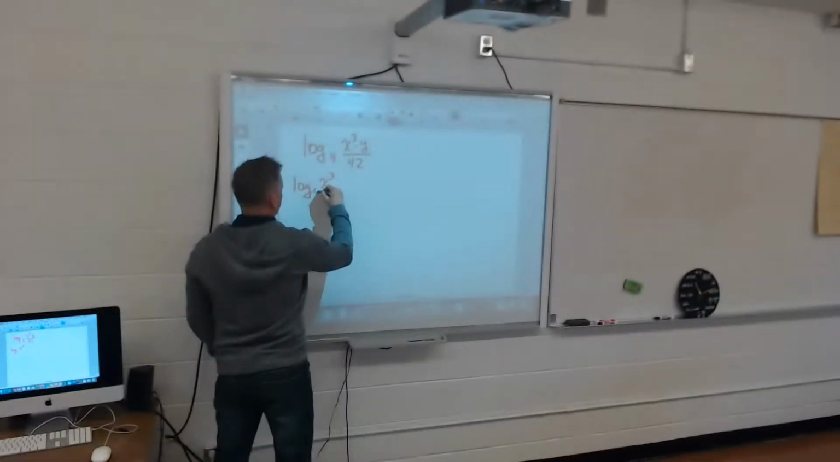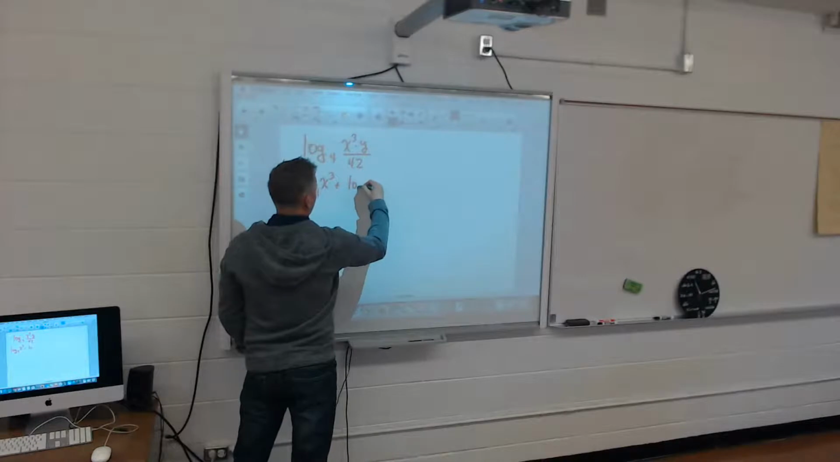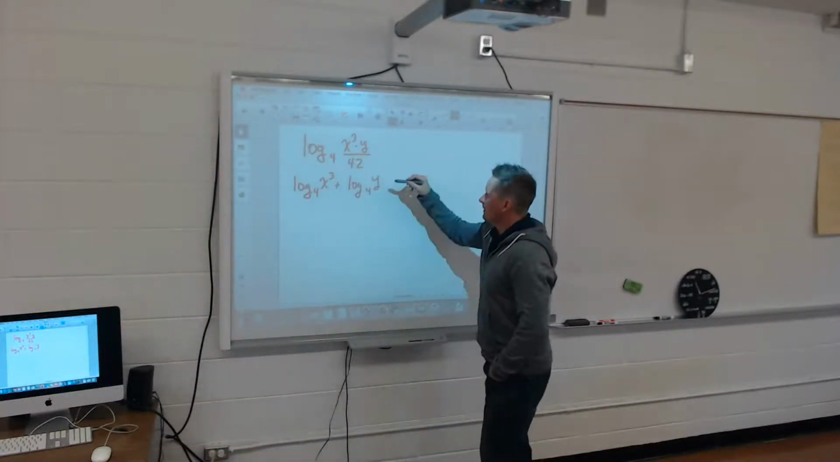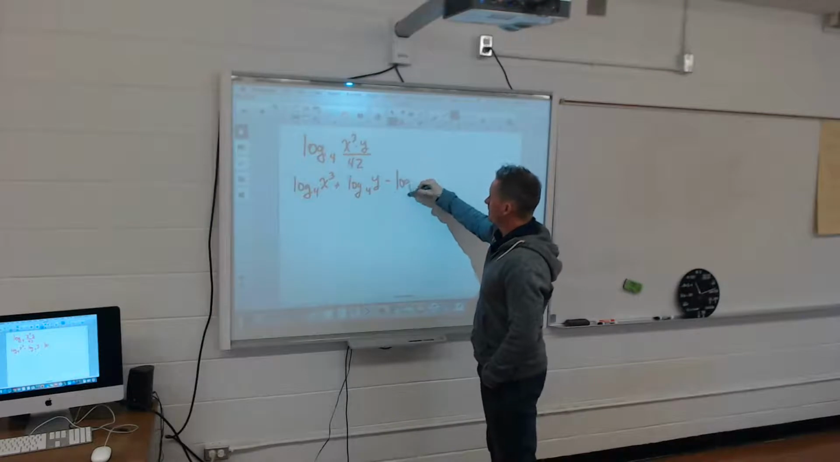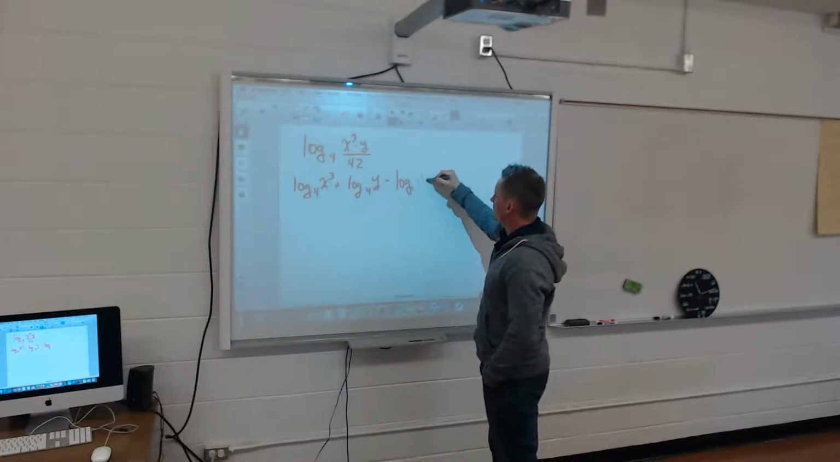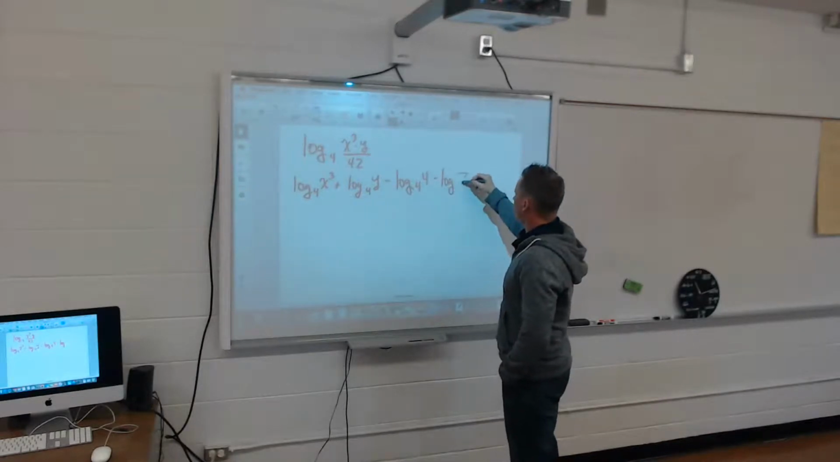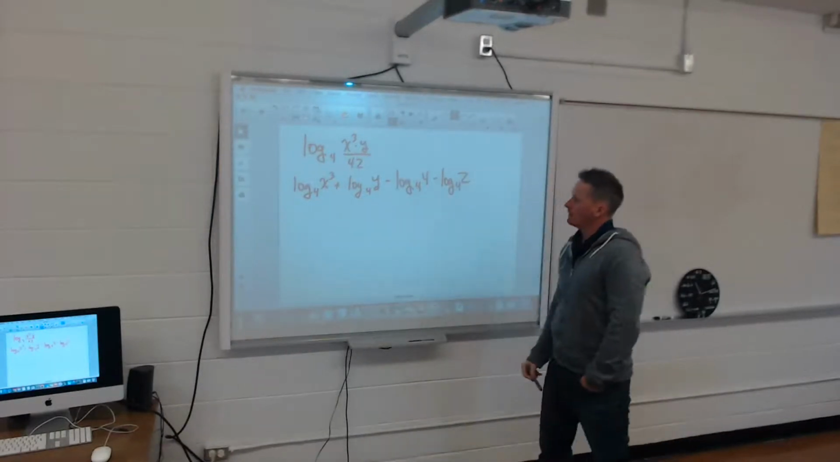So it asks you to expand this out. So basically what I do is if it's on top, it's adding. If it's on the bottom, it's subtracting. So I have the log of x cubed base 4 plus the log of y base 4, subtract the log of 4 to the base 4, subtract the log of z to the base 4.